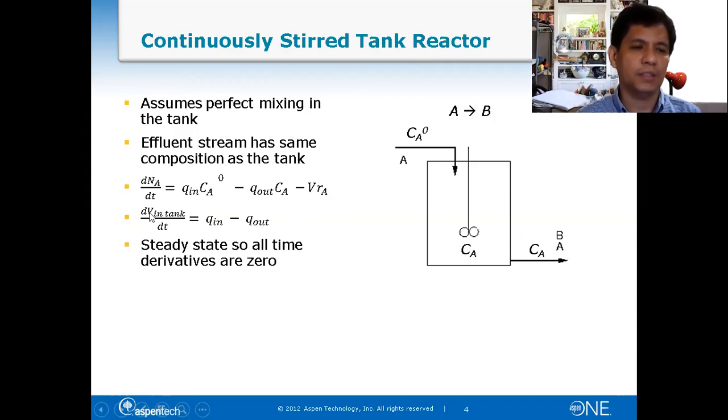So pag steady state is defined as zero yung change sa level ng reactor at saka yung change sa concentration ng A dito sa reactor. So steady state, all derivatives are zero. All time derivatives are zero. These two are zero.